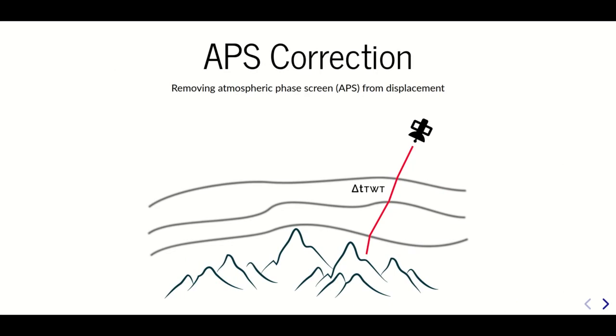Okay. We start with the atmospheric phase screen correction. When the satellite sends out a radar wave, the wave is passing through the Earth's atmosphere. The speed of light changes with the atmosphere's density and electron content. This effect distorts the two-way travel time of the radar wave, depending on regional and local changes in the atmosphere's temperature and humidity.